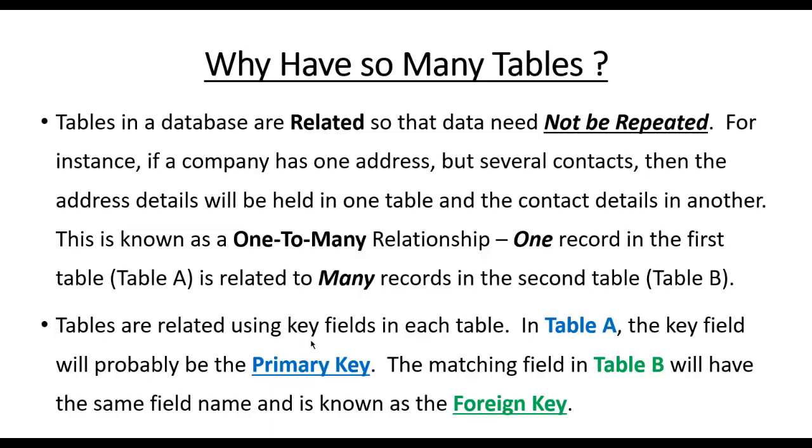Tables are related using key fields in each table. In Table A, the key field will probably be the primary key. The matching field in Table B will have the same field name and is known as the foreign key. Let's talk a little bit more about primary keys and foreign keys.